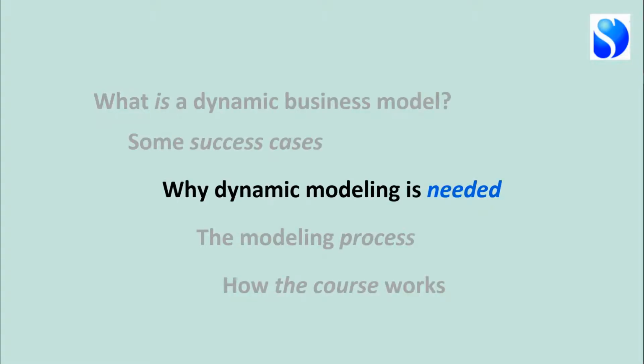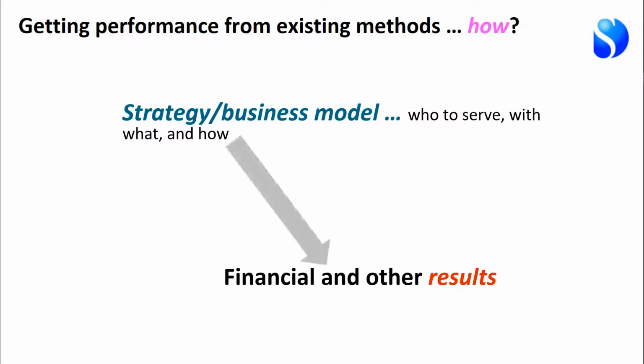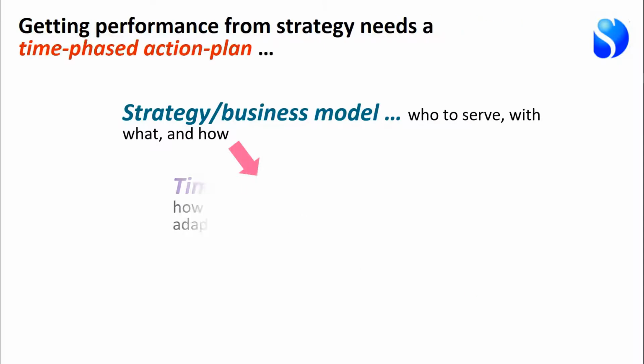A word or two now about why this dynamic modelling approach is actually necessary in today's world. Very generally, what we do is we figure out a strategy for doing something, a strategy for a business, and we try and use other methods for describing the business model of what that strategy is. And those methods typically help us decide who we're going to try and serve with what products and services and how we're going to do it. But we need to get these financial and other results out of that strategy. The problem is that we don't have any tools to get from the strategy to those results.